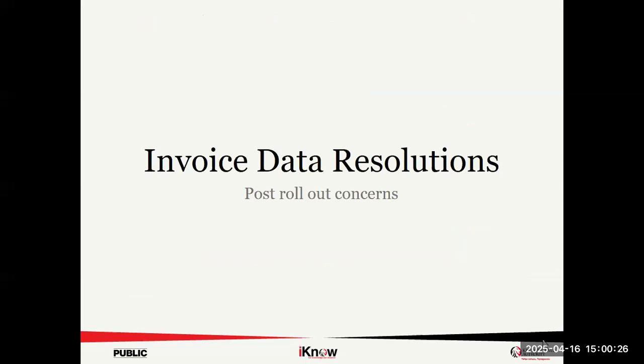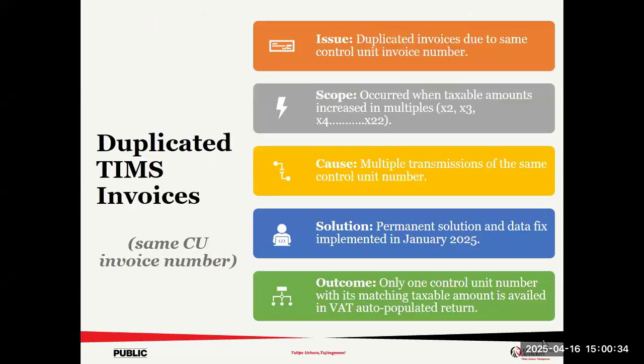So what have we done? What have we been doing? Our last trainings were in January. We are back in April. So for the last 2 months, in February and March, what have we been doing? Now, we had a concern raised post rollout on duplicated eTIMS invoices. The scope of this particular issue was just affecting taxpayers who are using eTIMS. This particular issue is in two parts.